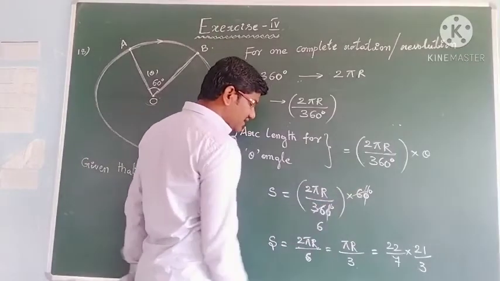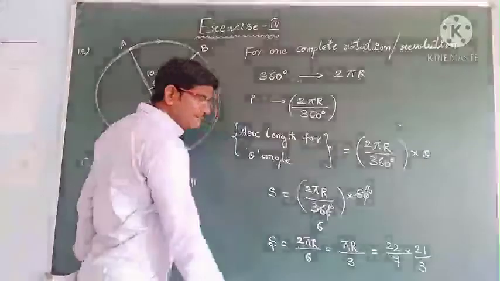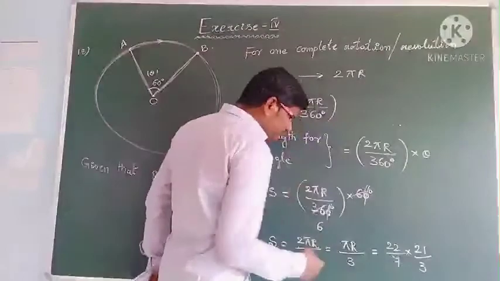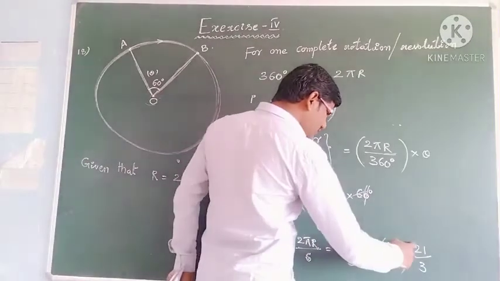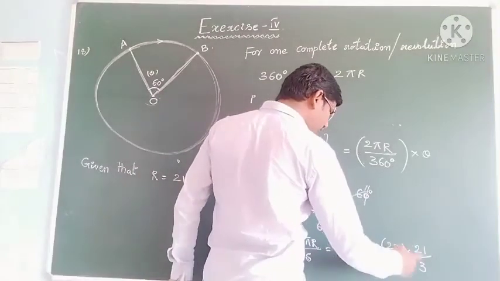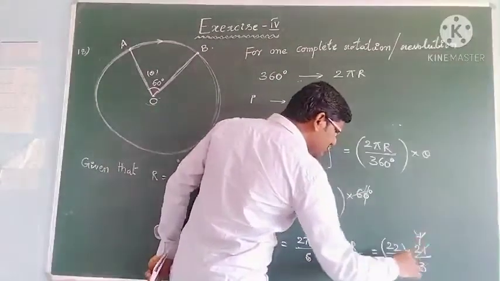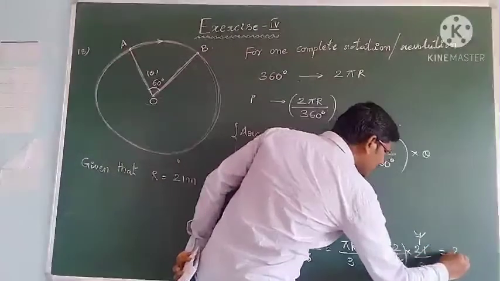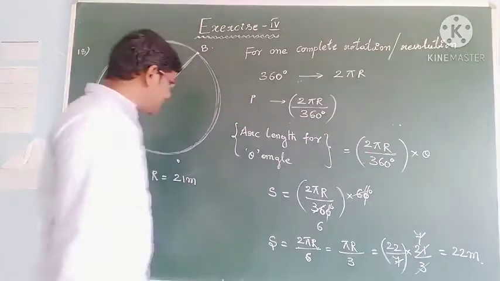Zero zero gets cancelled. You are getting 2 pi r by 6, that is pi r by 3. Pi value is 22 by 7 into r. Radius is given 21 meters by 3. Then 3 7s are 21. 7 7s get cancelled. You will get 22 meters is the distance you are getting.